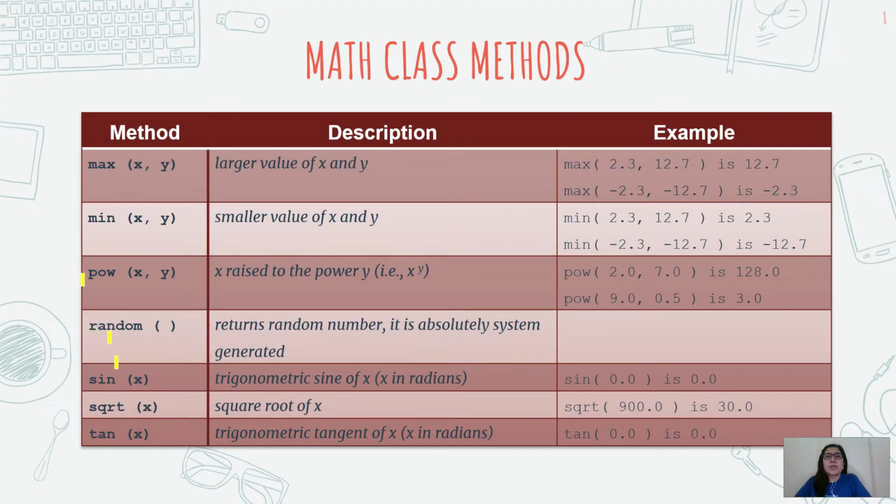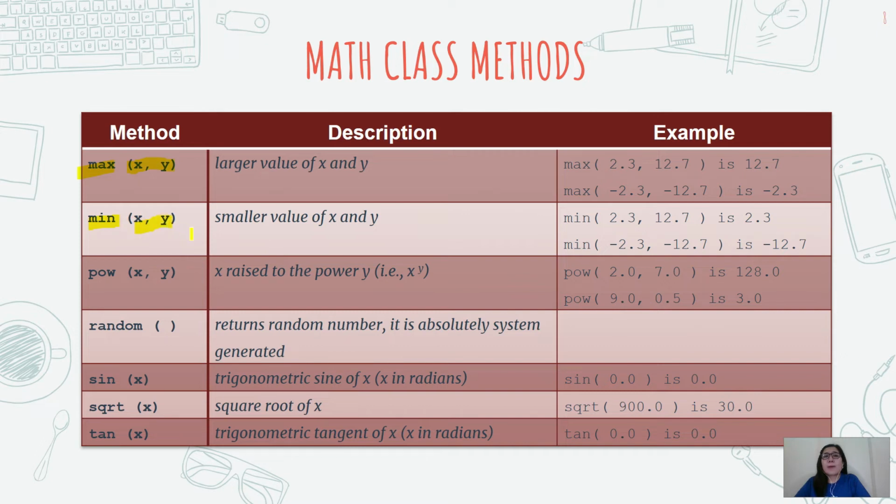We also have the max and the min method. If we are comparing two values, it is better to use max and min. Usually, what we use in this kind of example is the greater than or the lesser than. But here, we may now use the Math class methods max and min. Take note, it has two parameters.